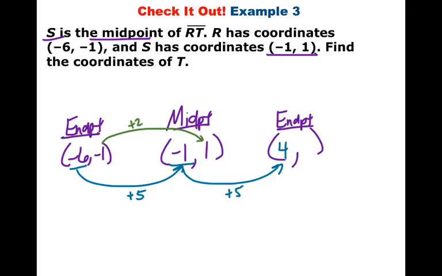And then on your y's, you're at negative 1 going to 1. So you went up by 2. So go up by 2 again. And that's how we got 3.